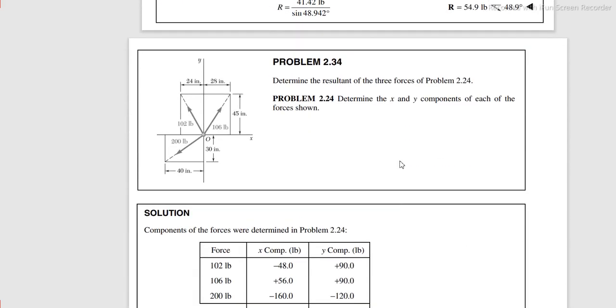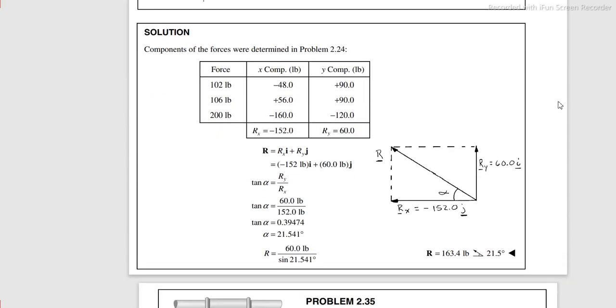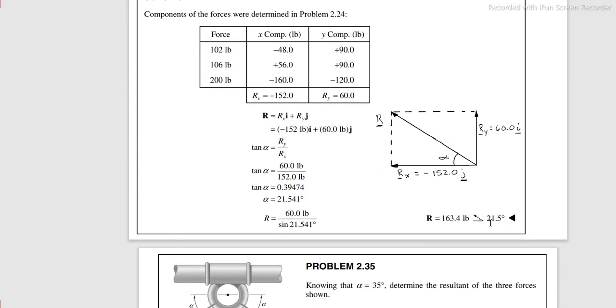Problem 2.34, we can see the same problem 2.24, and this is the solution, and here is the free body diagram, Rx and Ry, and the resultant force is measured 163.4 lb, and that is 21.5 degrees.